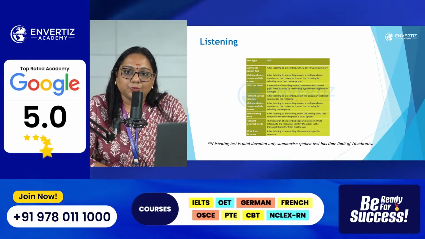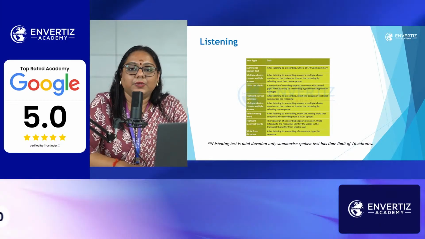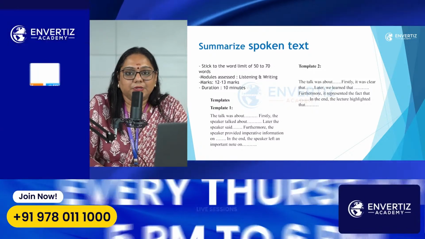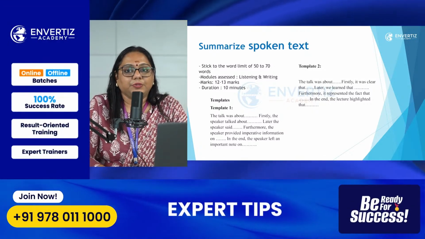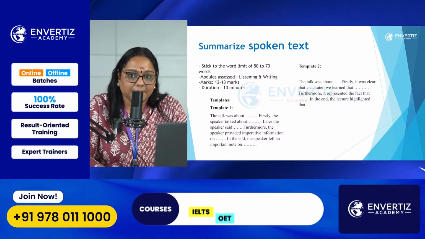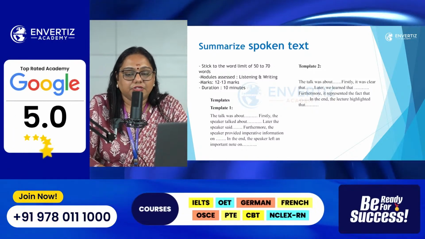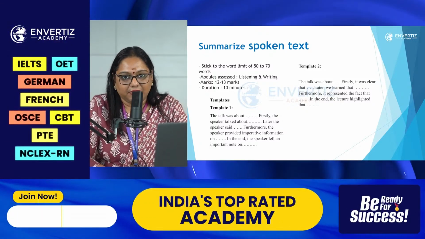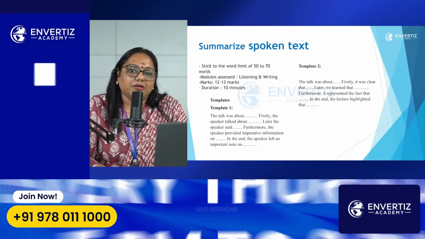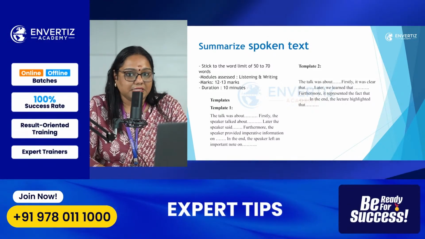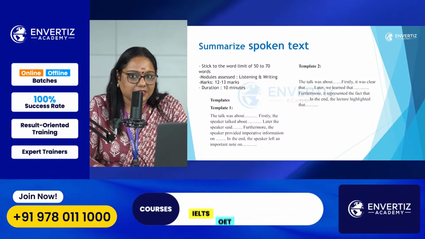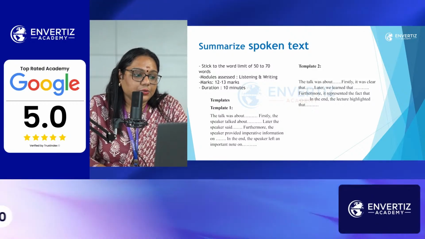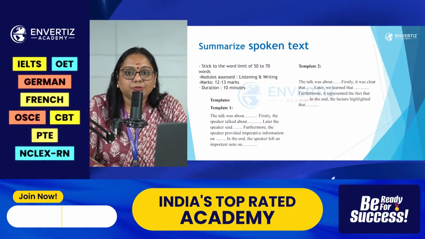So let's get into the tasks one by one, beginning with summarize spoken text. What happens in summarize spoken text is you'll be given an audio, and you have to listen to it and write a summary. The number of words is 50 to 70 words. The ideal word count you can say is 60 to 65. Unlike in writing, you don't have to limit yourself to one sentence. You can write 2 to 3 sentences here. Just remember that it shouldn't cross 70 words. And the score that you get is 12 to 13 marks.